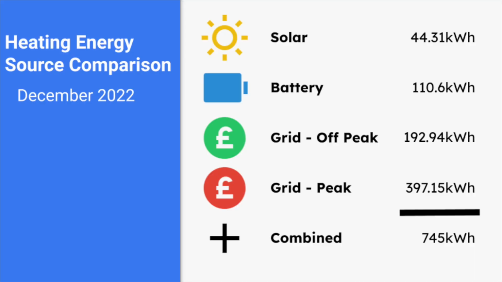So looking at the stats for the month, our heating energy source comparison for December. We used 745 kilowatt hours of electricity for heat. Of this, most of it came from peak energy at 397.15 kilowatt hours, followed by off-peak at 192.94 kilowatt hours, and then 110 kilowatt hours came from the batteries, and 44 kilowatt hours came from solar.